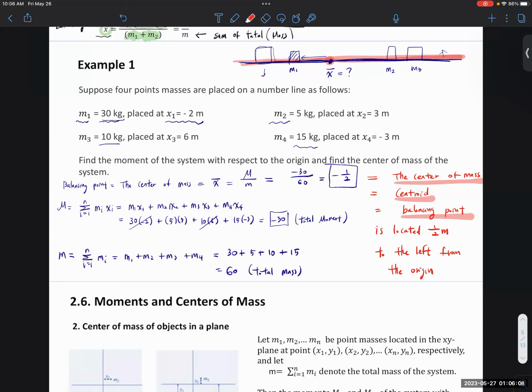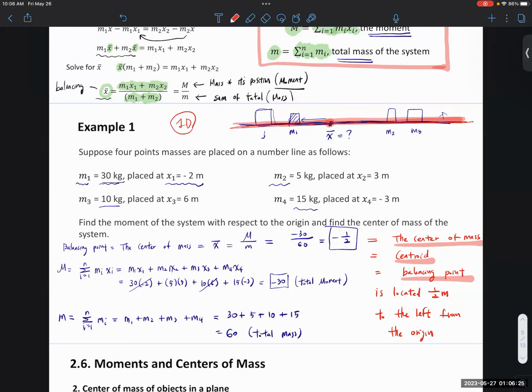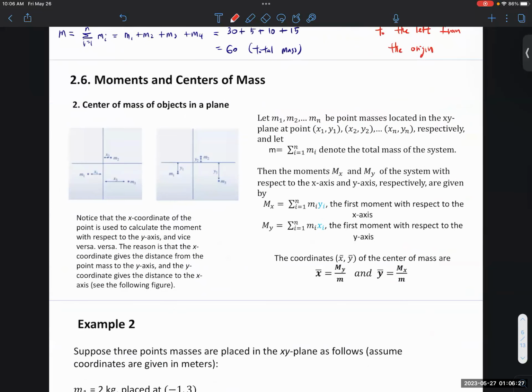So let me give you a little bit more challenging idea. What if we have the same situation in 2-dimensional space? This is a 1-dimensional space, right? Which means everything is on one line, the x-axis. But what if I want to find the balancing point in 2-dimensional space? Then you are going to find 2 balancing points, one on the x-axis and another on the y-axis, right?